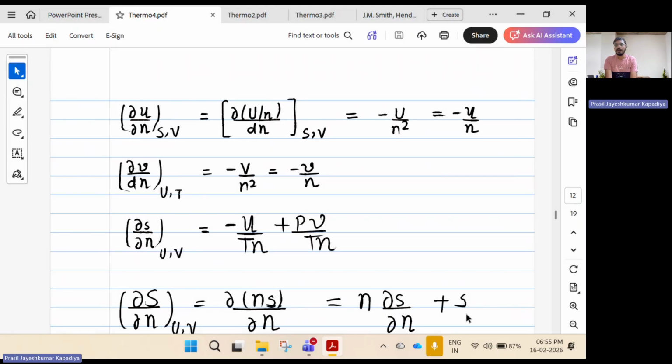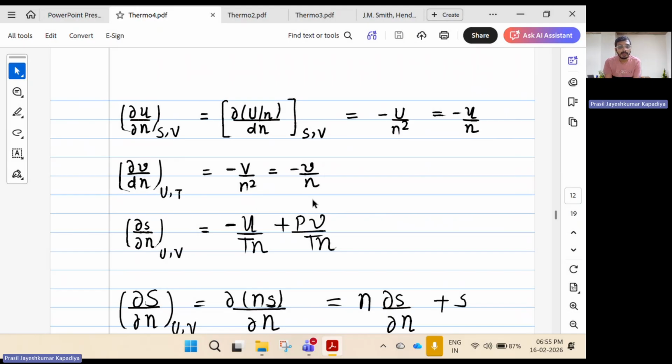Now let's have a look at some very small derivations. Consider del u by del n at constant s, v. What is my small u? Small u is nothing but capital U by n. Differentiating with respect to n, this term will be equal to minus U by n squared, that is nothing but minus of u by n. Similarly, del v by del n will be minus V by n squared, that is minus small v molar by n.